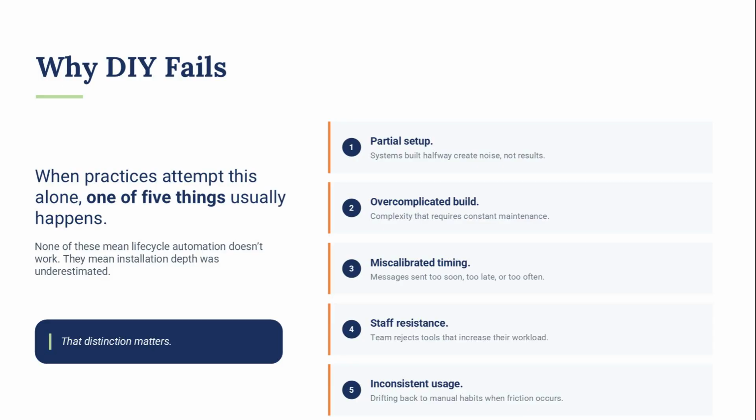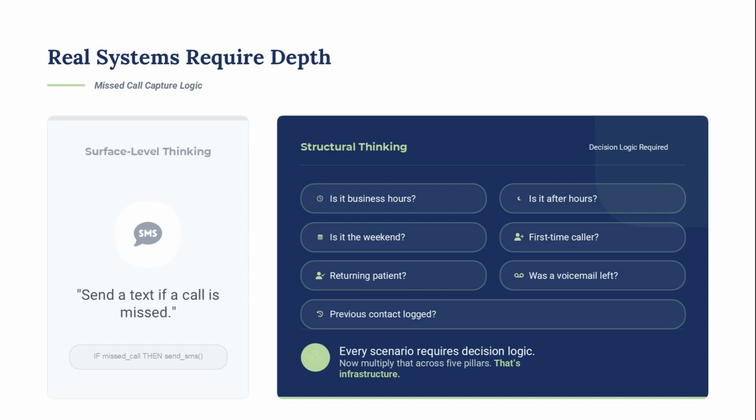The issue is rarely that automation doesn't work. It's that the architecture wasn't installed deeply enough to remain stable under real-world conditions. Because understanding the system doesn't make it reliable. Installation does, and reliability is what creates consistency. On the surface, this feels simple.